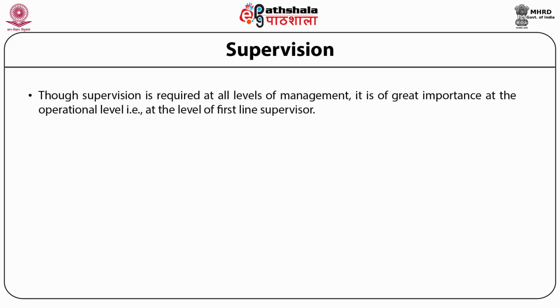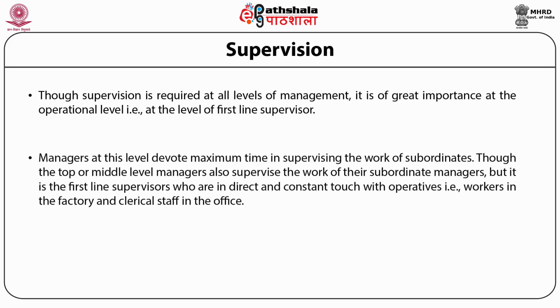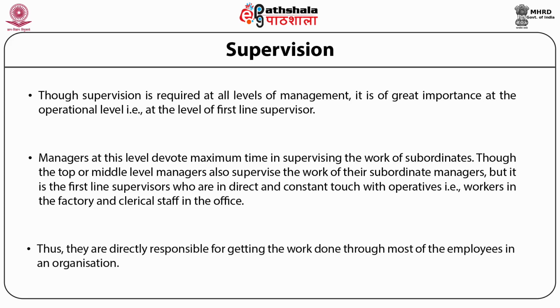Though supervision is required at all levels of management, it is of great importance at the operational level, that is, at the level of first-line supervisors. Managers at this level devote maximum time in supervising the work of subordinates. Though the top or middle level managers also supervise the work of their subordinate managers, it is the first-line supervisors who are in direct and constant touch with operatives, that is, workers in the factory and clerical staff in the office. Thus, they are directly responsible for getting the work done through most of the employees in the organization.